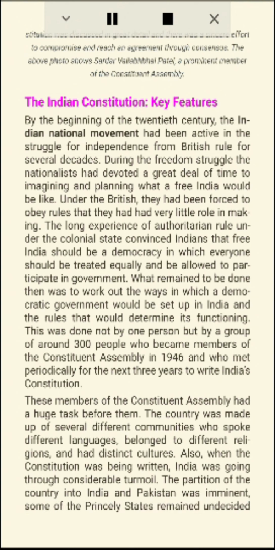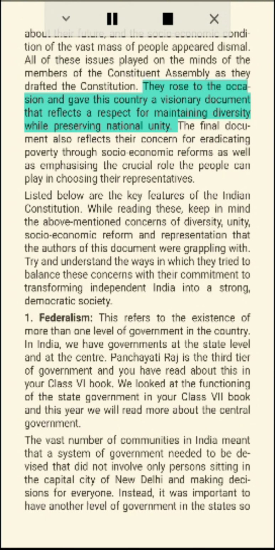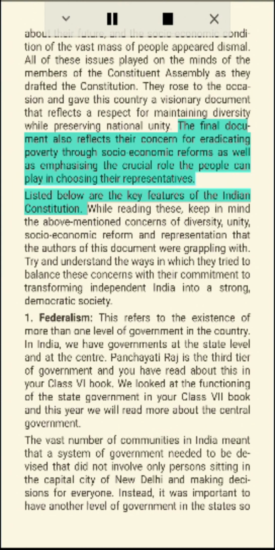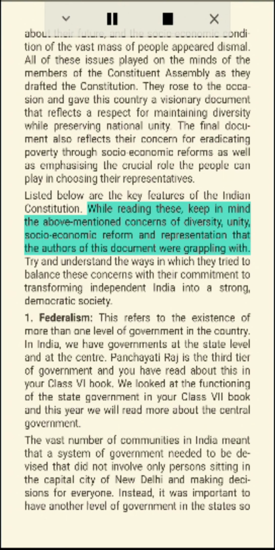Members of the Constituent Assembly as they drafted the Constitution. They rose to the occasion and gave this country a visionary document that reflects a respect for maintaining diversity while preserving national unity. The final document also reflects their concern for eradicating poverty through socio-economic reforms as well as emphasizing the crucial role the people can play in choosing their representatives.